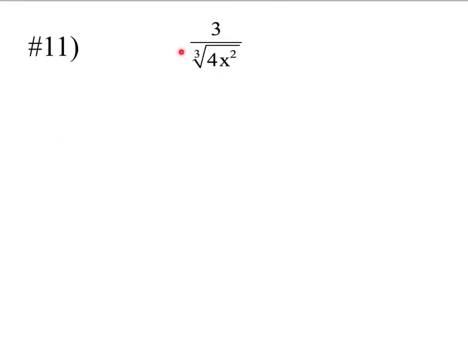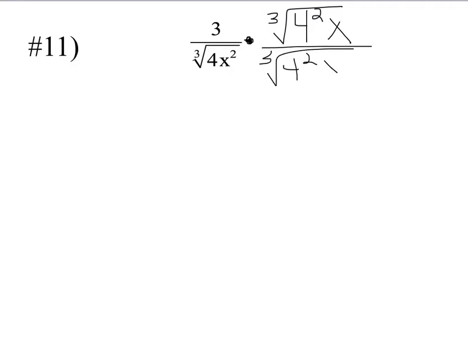Alright, this is one of the trickier ones. Notice I have a cube here, so that means I'm going to need 3 4s in order to cancel it out and 3 x's in order to cancel it out. So I'm going to multiply by the cube root. So I have 1 4 here, and I need 2 more in order to make it 3 4s. So I'm going to say 4 squared. And I have 2 x's here, but I need a third x in order to be able to cancel. So I'm going to say x over the cube root of 4 squared x.